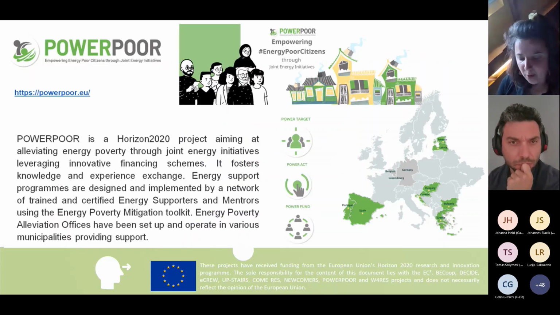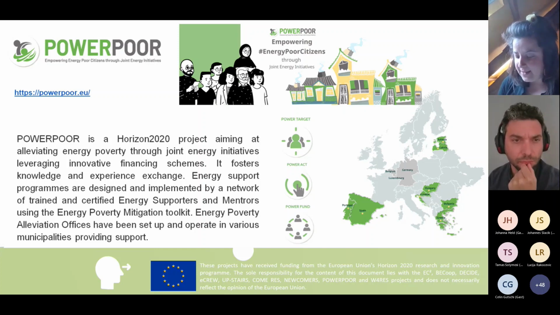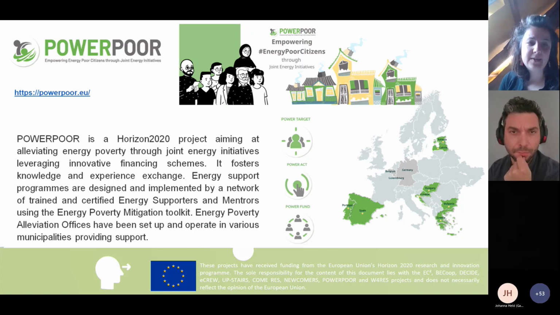And finally, POWERPOOR will present one toolkit. I'm also very happy to have POWERPOOR on board. They are one of the recent projects joining our group. They will design and develop support programs for energy poor citizens, encouraging the use of joint energy initiatives, leveraging financing schemes. So that's it for me.